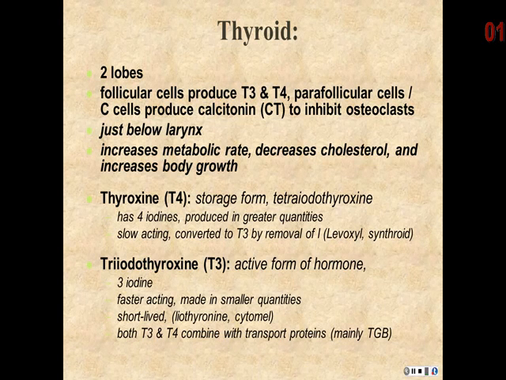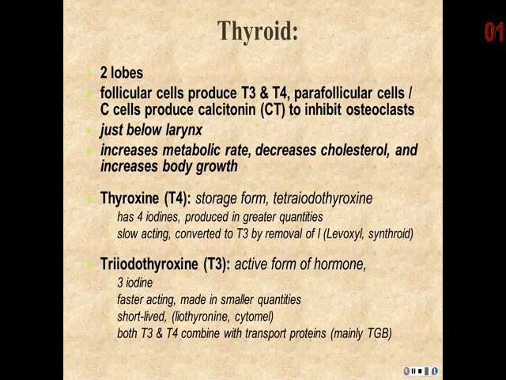Triiodothyronine, or T3, is the active form of the hormone with only 3 iodines. It is faster acting and shorter lived in the bloodstream. This is replaced with drugs such as Cytomel or liothyronine. These often have their effects felt much quicker, but are also active a much shorter time.